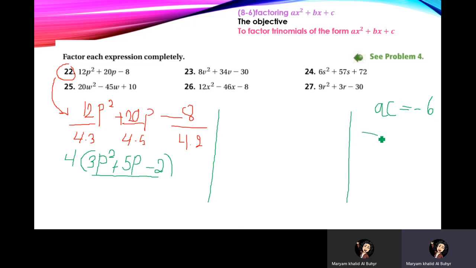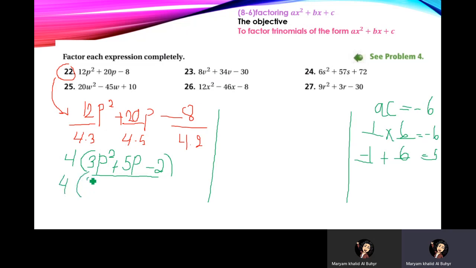Now let me think about two numbers. Once I multiply them, I will get negative 6. Once I add them, I will get 5. You can easily find it: 6 times 1. But which one of them is negative? I must put one of them negative to have this negative. Since 5 is positive, the 6, the bigger number, is positive, and here is negative 1.